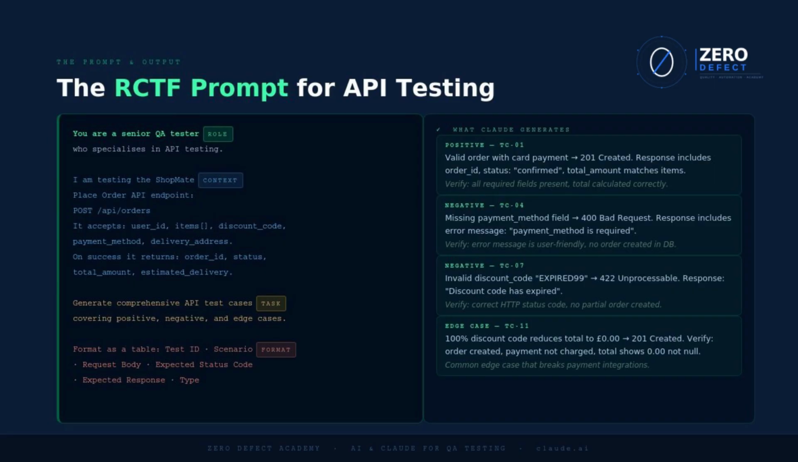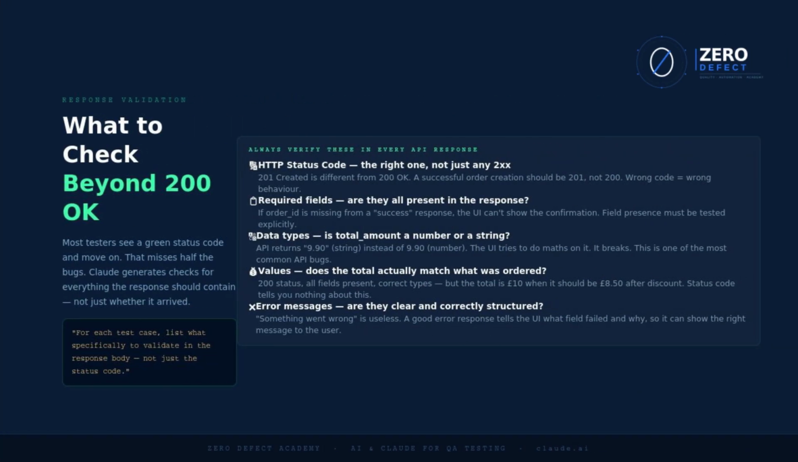Look at what comes back. TC01, valid order, expects 201 Created, with an order ID and confirmed status. TC04, missing payment method field, expects 400 Bad Request with a clear error message. TC07, expired discount code, expects 422 with a specific message. And TC11, a 100% discount code that reduces the total to 0. That last one is the edge case that breaks payment integrations more than almost anything else. Claude found it.